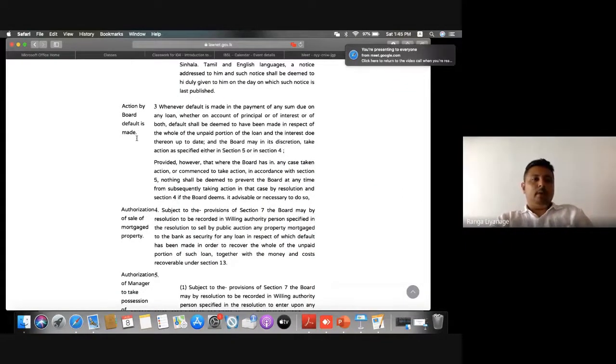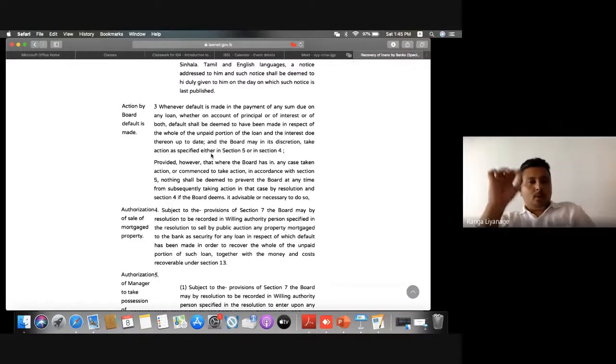Action by board where default is made. So whenever a default is made in respect of payment of any sum due on any loan, on account of principal, interest or both, on the unpaid portion, the board may pass a resolution to this effect.